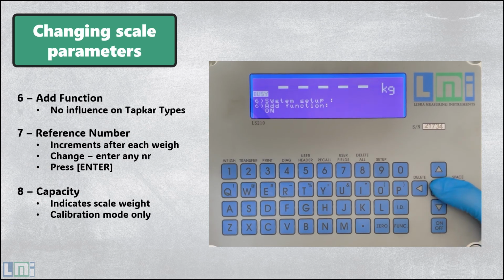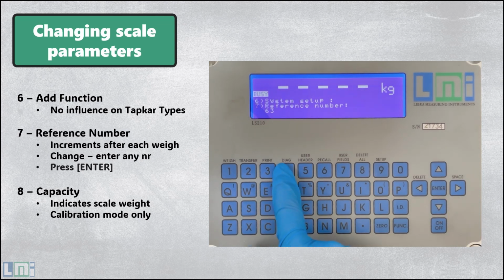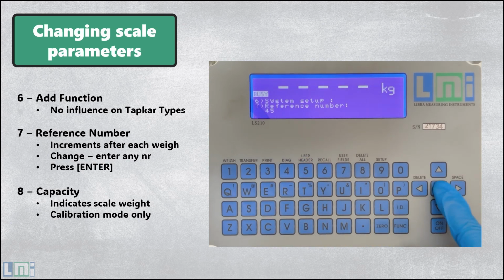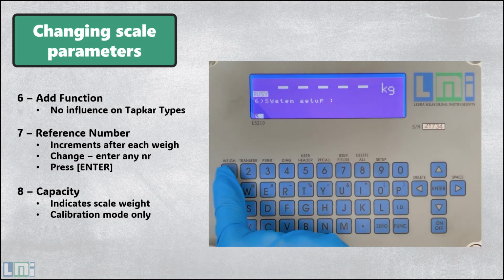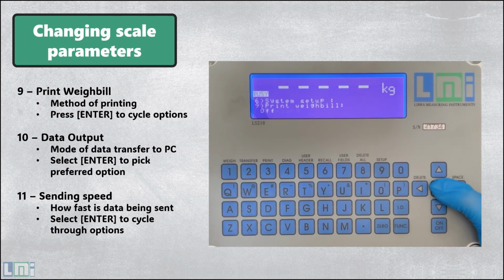Number 6 is the add function. Leave this switch to off as it has no influence on LS210 Tapkar instruments. To change the reference number, simply select any number combination and press enter to save the changes. This number will increase after each weighing. Setting 8 is the capacity, which is set by the technicians. Number 9 is print weighbill. This is the method your weighbill will be printed.